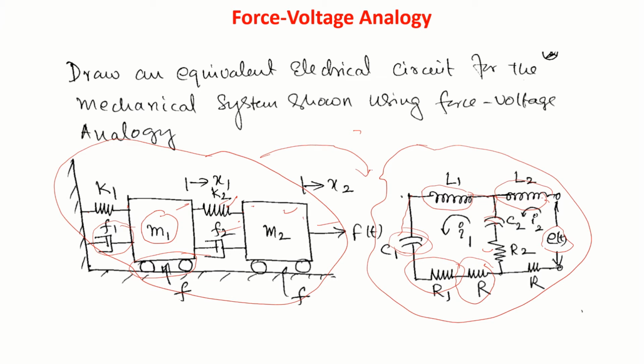So this is the current I2, and the displacement of mass M2 is x2. Now for K2, the displacement is x2 minus x1 or x1 minus x2. Accordingly, suppose this is the current I2 and this current is I1, then this current should be I2 minus I1. That way I have written it down, so this represents this mechanical system. Thus, you can use this force-voltage analogy concept and convert a complex mechanical network into an electrical network.